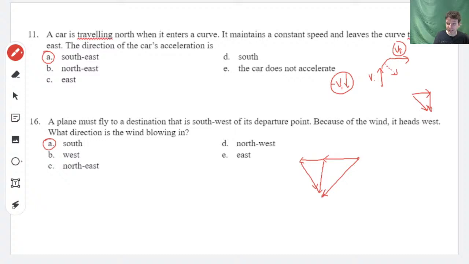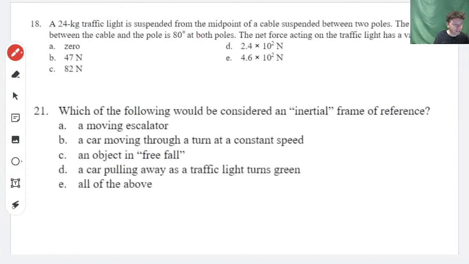Nope, no questions. All right. Let's move on. Number 18. Oh, I love number 18. A 24 kilogram traffic light is suspended from the midpoint of a cable between 2 poles. The angle between the cable and the pole is 80 degrees at both poles. The net force acting on the traffic light has a value of.